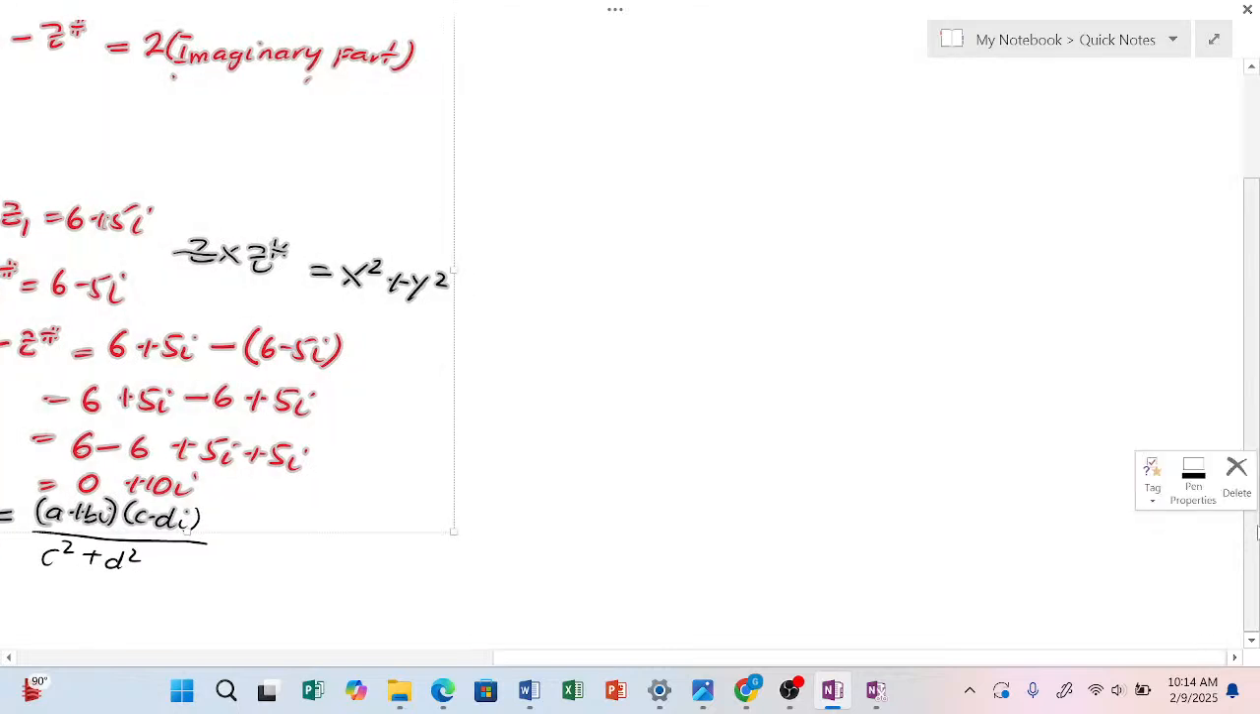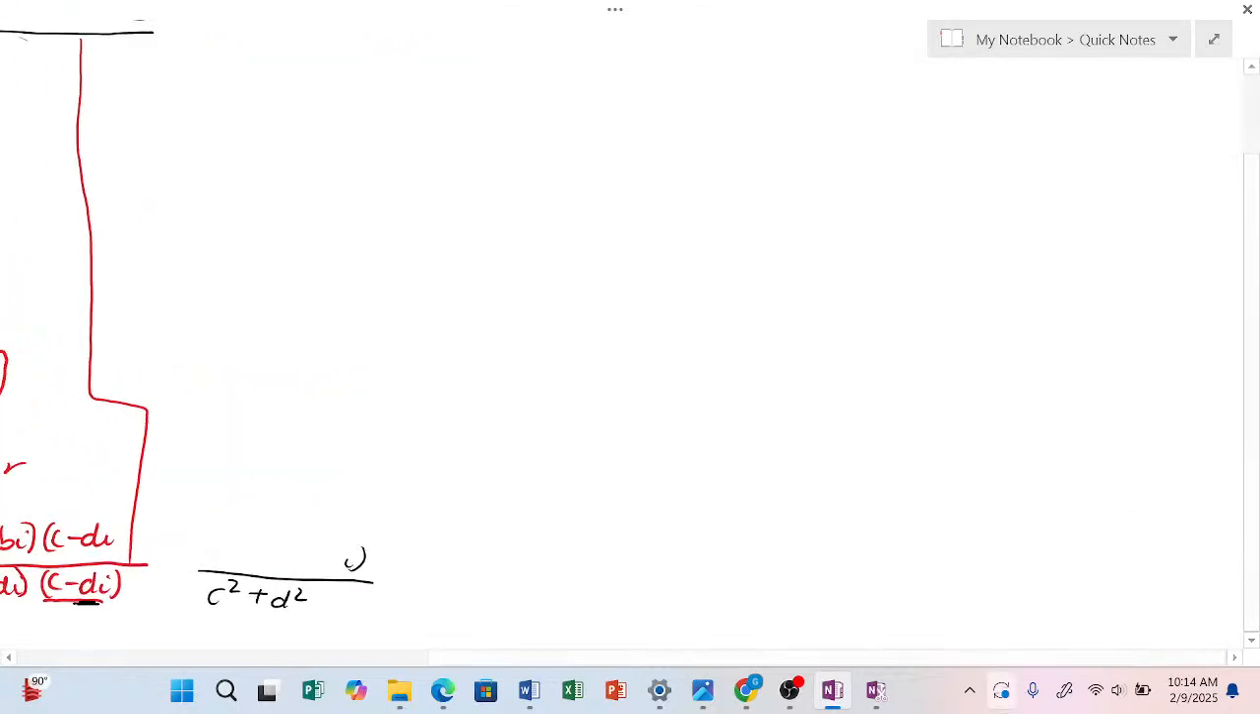Let me clean this part of the board. Let's come here and take an example. Example one, let me give example one. I have a lot of questions here, so we'll see. We have (3 plus 2i) over (1 minus 3i). Now this is the complex number that we are supposed to evaluate or simplify.